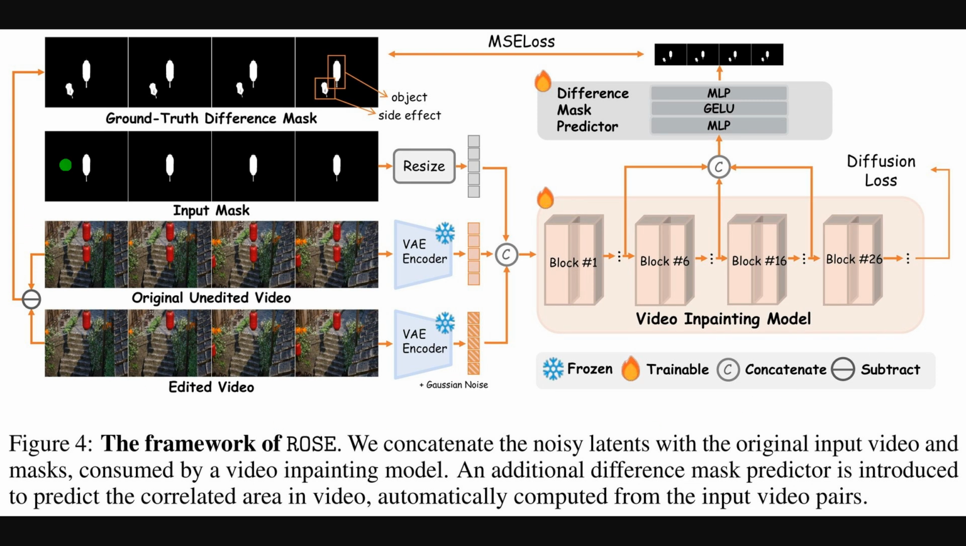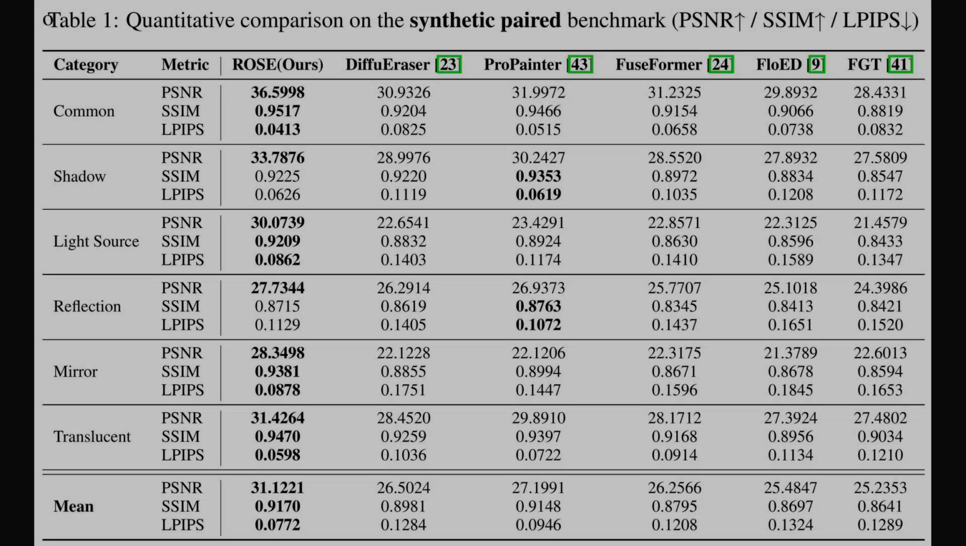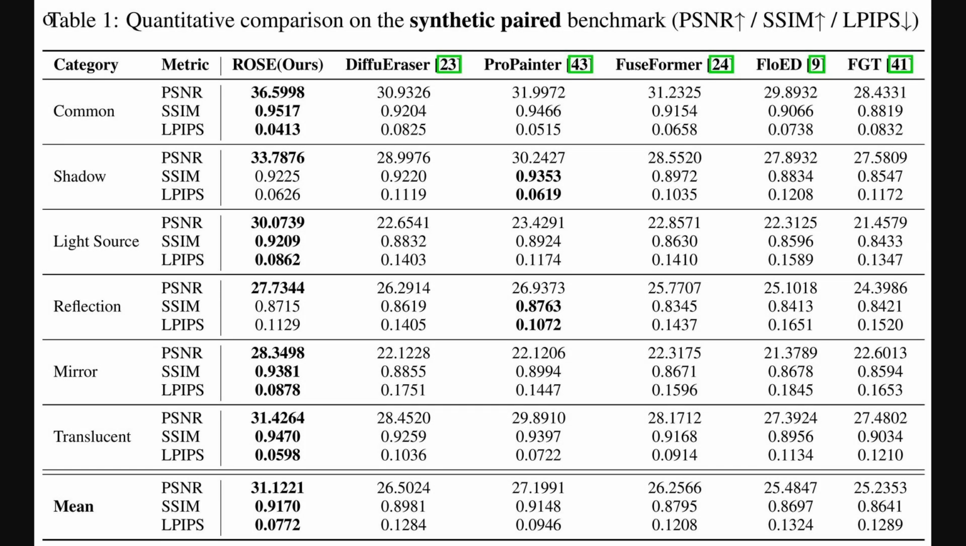Figure 4 shows the full framework that powers removal, which feeds the entire unedited video and the input mask into a video inpainting model alongside noisy latents. A difference mask, computed by subtracting edited from original frames, supervises a small predictor that learns correlated side effect regions. The model concatenates features for conditioning and optimizes both diffusion loss and mean squared error on the predicted difference mask, so temporal consistency and effect cleanup improve together. So, the previous figure explained the training losses.